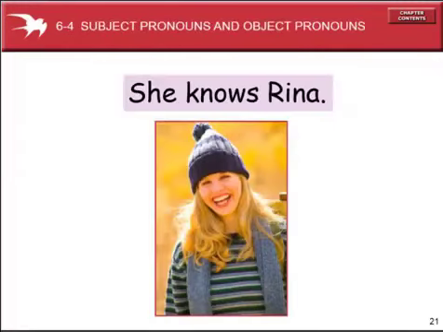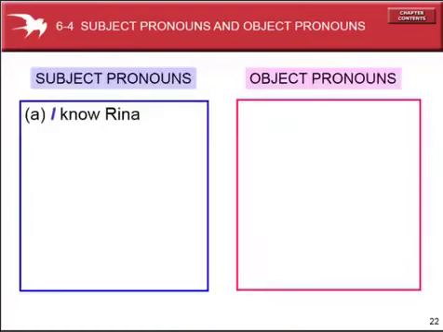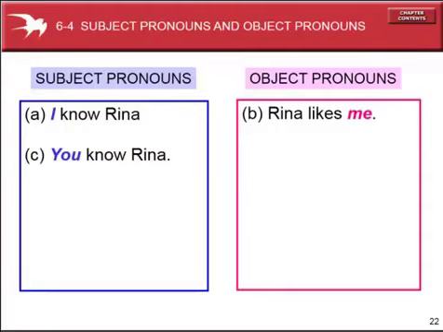Subject pronouns and object pronouns. She knows Rina. She is a subject and Rina is the object. So, subjective pronoun: I know Rina. An objective form of I: Rina likes me. Your objective form of I is me. You know Rina. You is a subjective form, and Rina likes you.